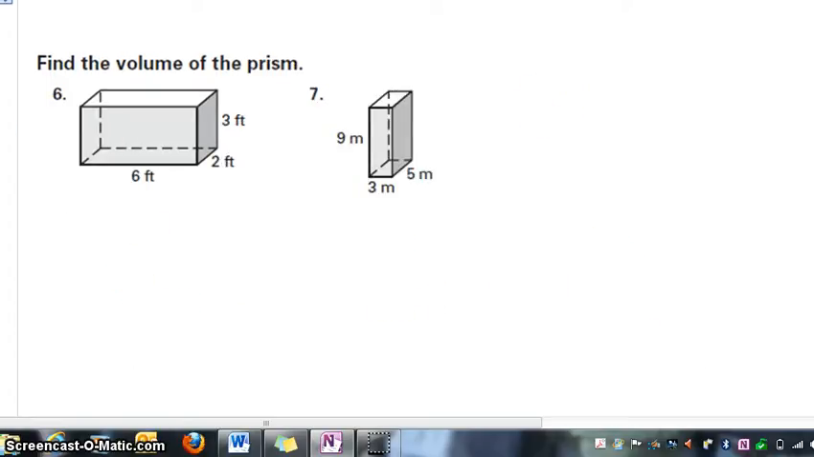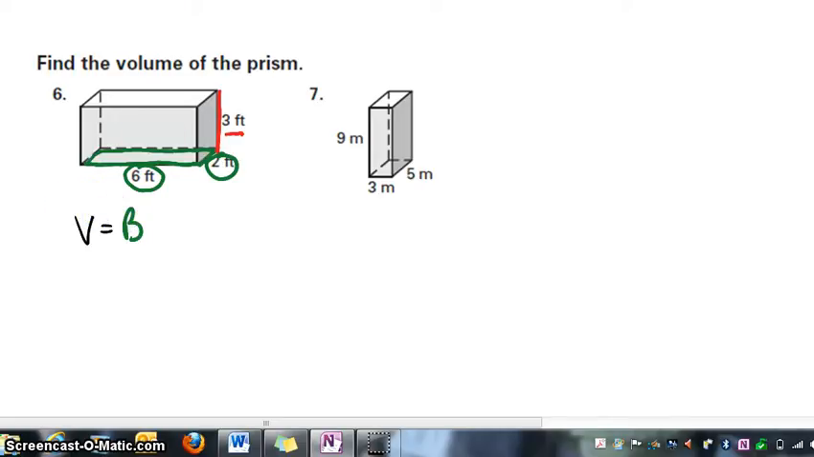Here are 2 rectangular prisms that are not cubes, and it might be helpful to identify how tall that prism is from top to bottom. So we'll look at the base, and I'll outline it in green. And we can see that it's a rectangle. We can clearly see its dimensions, 6 feet by 2 feet. Now it'll be easier to find that area and not confuse it with the height of the prism, which is 3 feet.